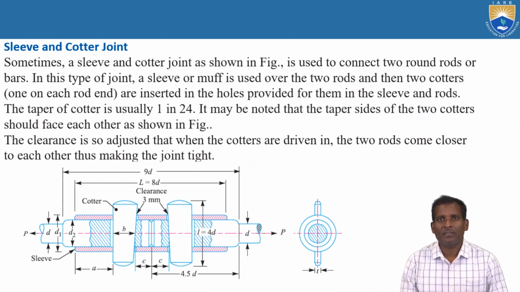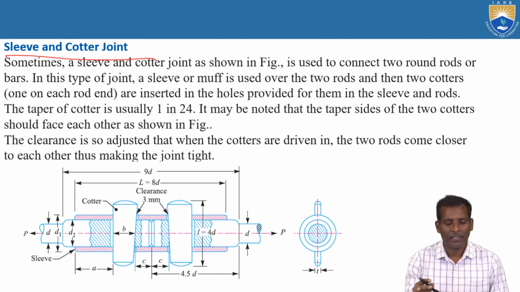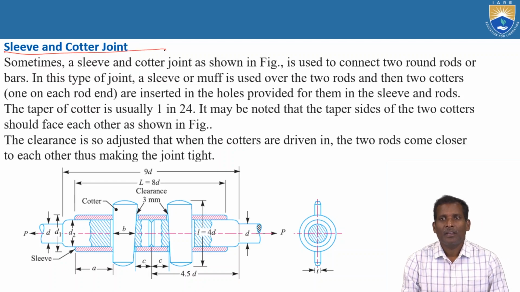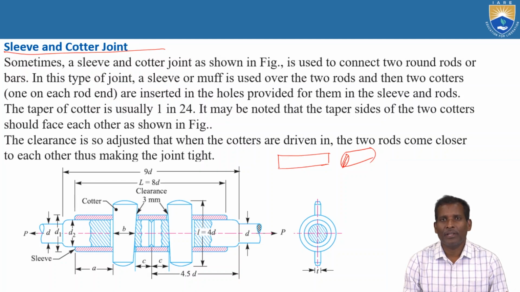The second one is the sleeve and cotter joint. The sleeve and cotter joint is another type of cotter joint. Sometimes it is used to connect two round rods or round bars. So you can connect a joint with the help of this cotter and sleeve.